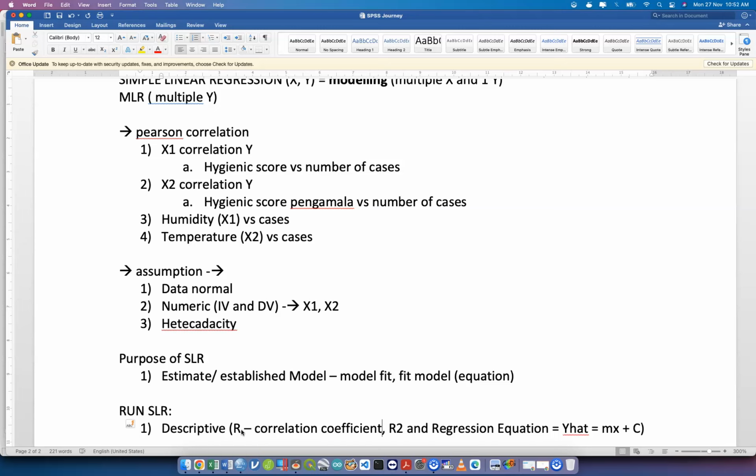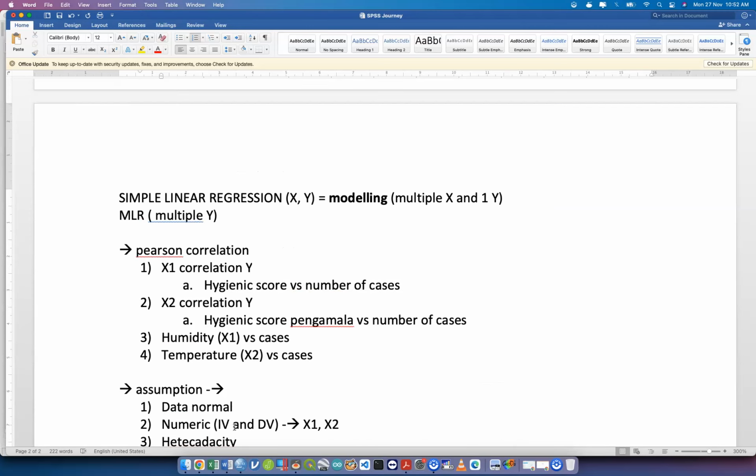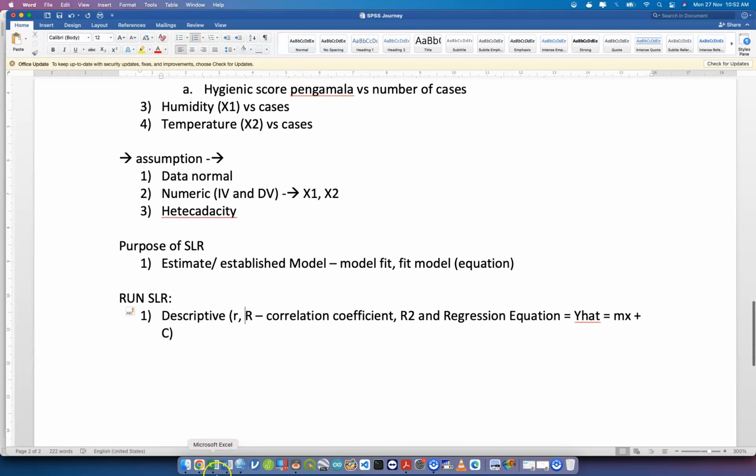Huruf besar ke huruf kecil? Huruf besar. R huruf kecil, soalan yang baik. R huruf kecil ni sebenarnya sama je dengan R huruf besar. Beza dia. Dengan baik-baik. Pearson correlation, as I mentioned to you, is only for 1x, 1y. But when you run the simple linear regression, you ada multiple x. So that's why dia huruf besar. Huruf besar ni sebenarnya bukan correlation coefficient, tetapi sebenarnya adalah multiple correlation coefficient. Okay, R kecil adalah apa dia? Correlation coefficient.